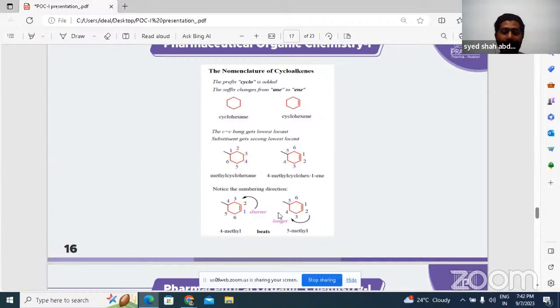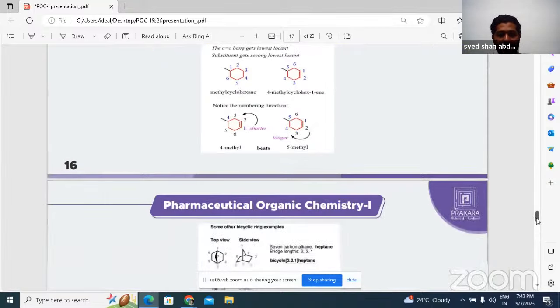So this direction, whether to go clockwise or anti-clockwise, is also important, because the lowest number rule was there for our straight chain compounds. The same thing is there for these also. We need to select the lowest number. So if I go anti-clockwise, it is coming on the 4th. So it is 4-methylcyclohex-1-ene, which is the correct name. This is not the proper numbering. Numbering should be 1, 2, 3, 4, 5, 6. Okay, so this is an example.